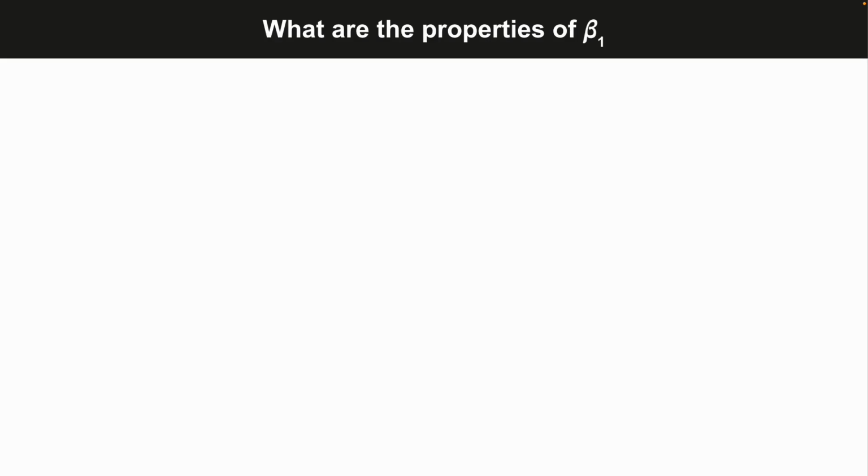How do I make beta 1 a random variable? Why is it a random variable to begin with? What is a random variable?